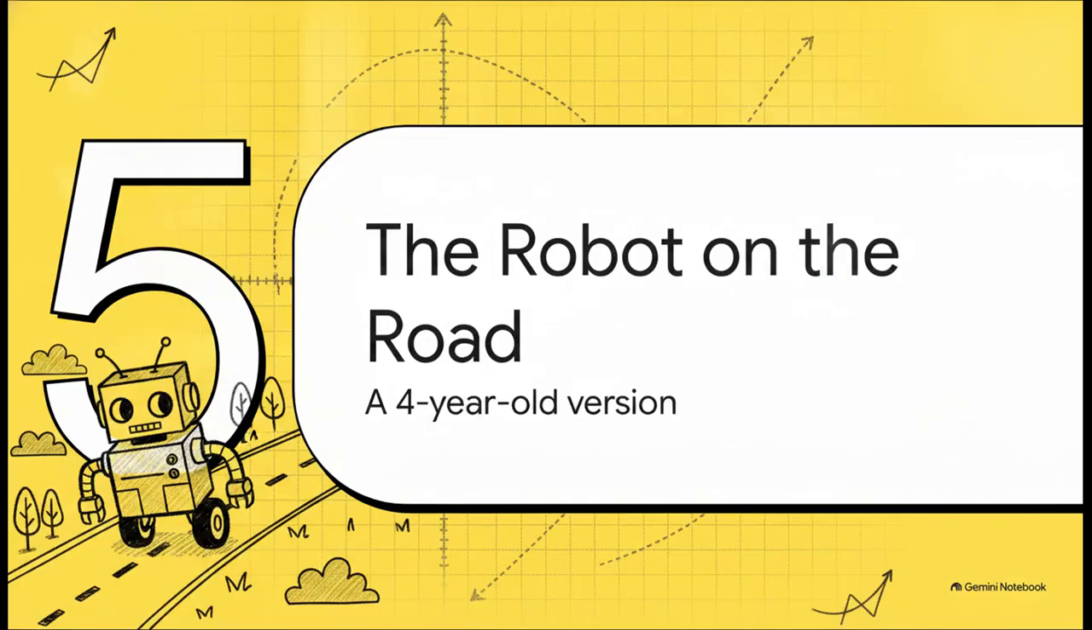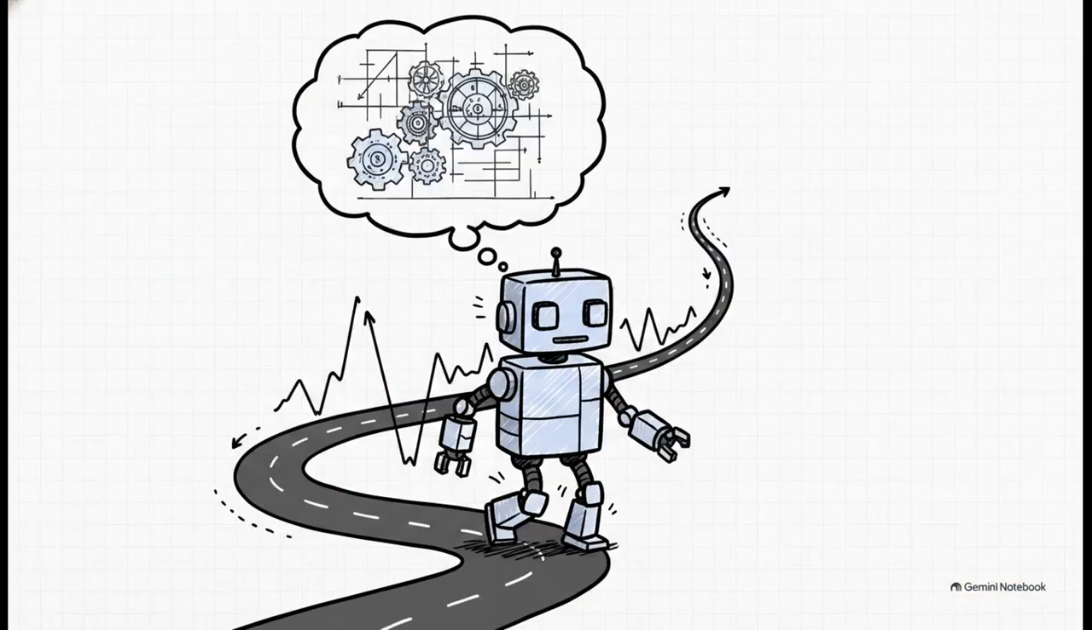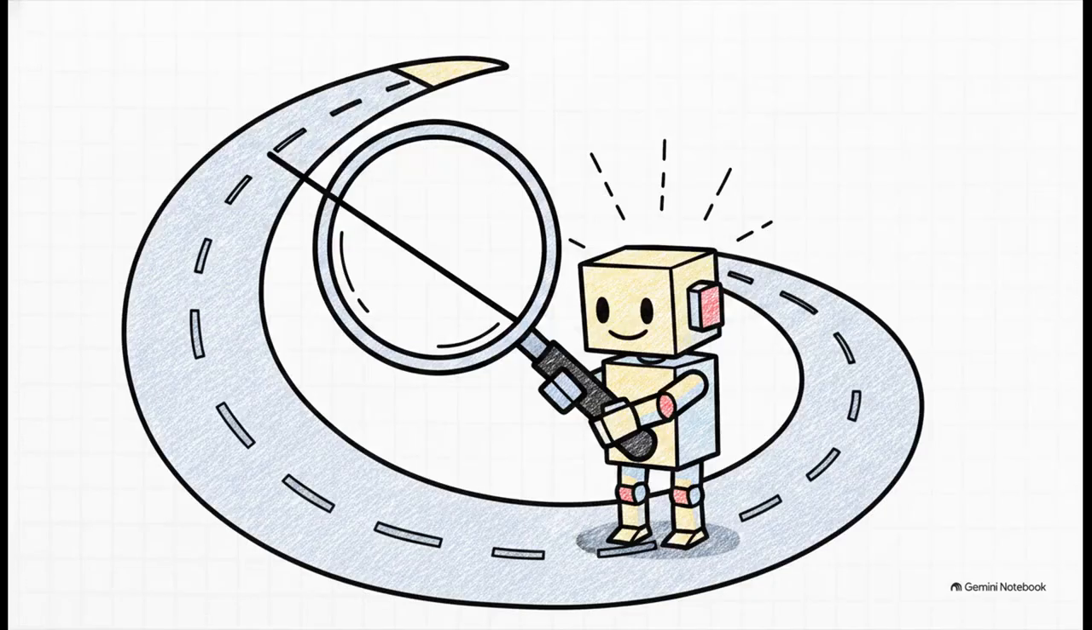Section 5, the robot on the road. To really cement this in your mind, we're going to use a brilliant analogy from our source material, a little robot going for a walk. This perfectly separates the mathematical rule from the visual picture. Think of the function itself as the set of rules. It tells the robot exactly where it's allowed to go. The graph, on the other hand, is the physical road itself, drawn out on the ground for the robot to walk on. And here is the final piece of the puzzle.